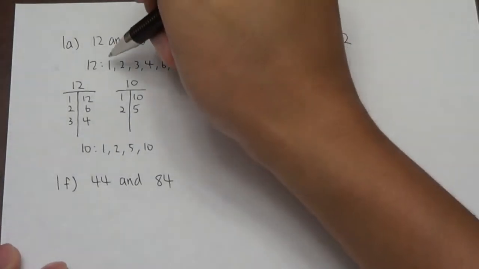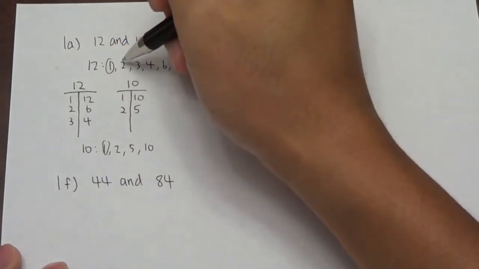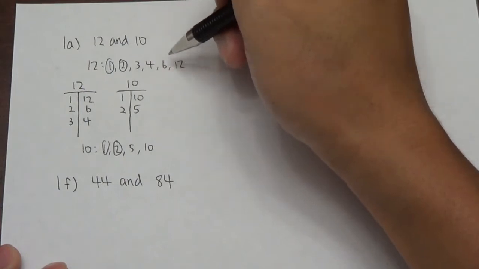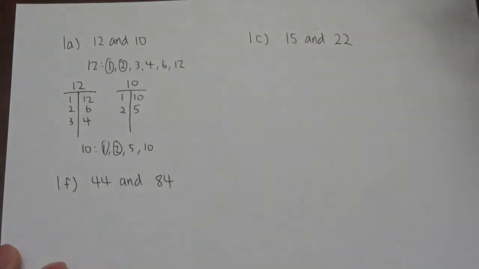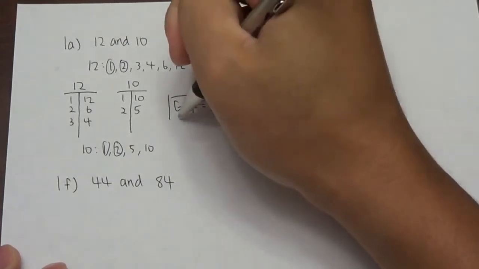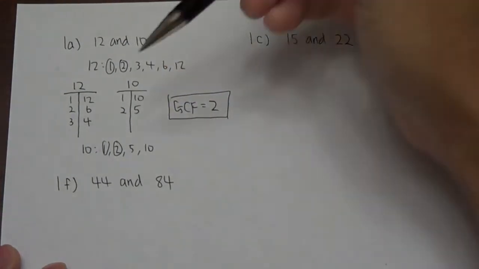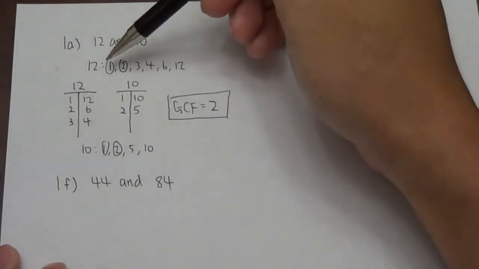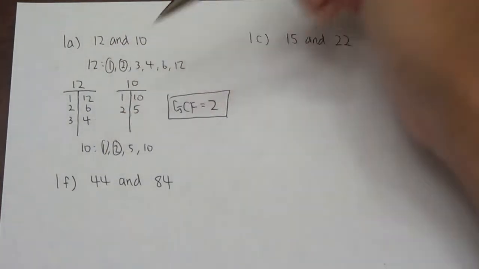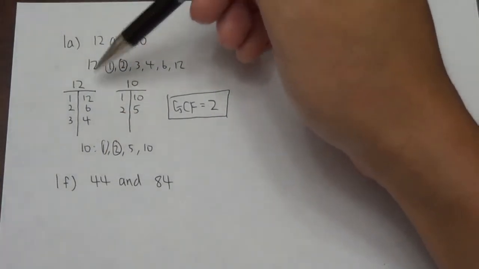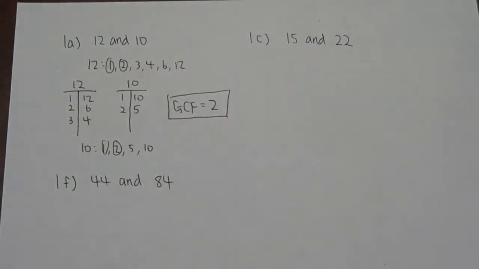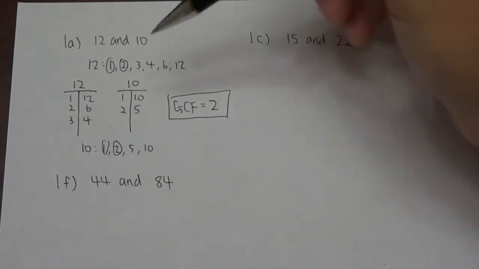Okay, so they both have 1, they both have 2, right? 3, no, 4, 6, 12, right? So then 2 is the greatest common factor. Okay, and the circling, you don't have to do that, but that's just a way to help me keep track of what I already checked. 1 is the same, 2 is the same, and then I know the last one I circle would be the answer. Okay, so that's method 1.